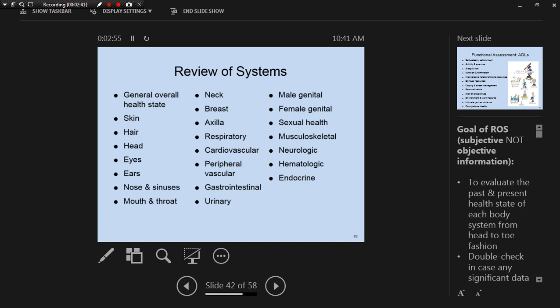So not only is it subjective complaints of each specific system, if it's applicable, it's going to be health promotion activities. So, under eyes, when was the last time they had an eye exam? If we're looking at the mouth and throat, when was the last time they had their dental exam? Do they wear dentures? Are they having problems with their dentures? So it's subjective complaints in addition to certain applicable topics. It's going to be health promotion activities. Just make sure with the review of systems, we're not collecting objective data that we've seen. We're not putting it in there.